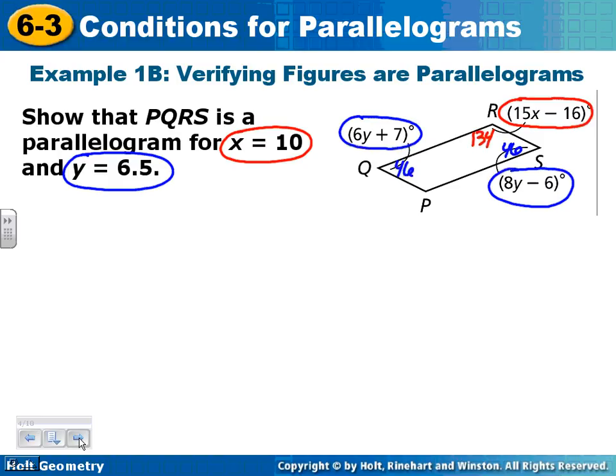Well, this goes with theorem 6-3-4, which talks about the consecutive angles, because 134 plus 46 is 180. Consecutive angles are supplementary. I have a parallelogram. So I just showed that that quadrilateral is a parallelogram.